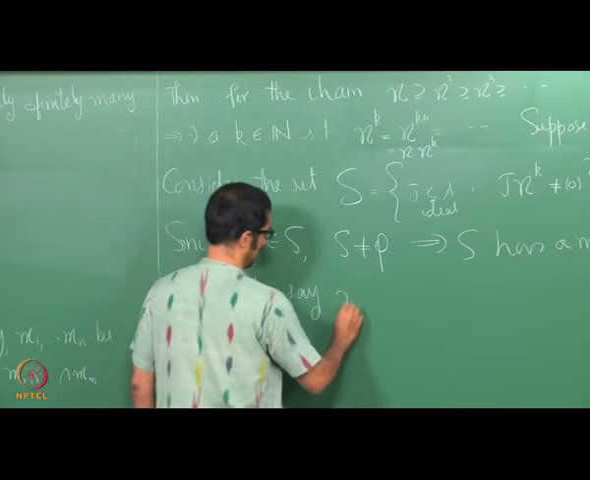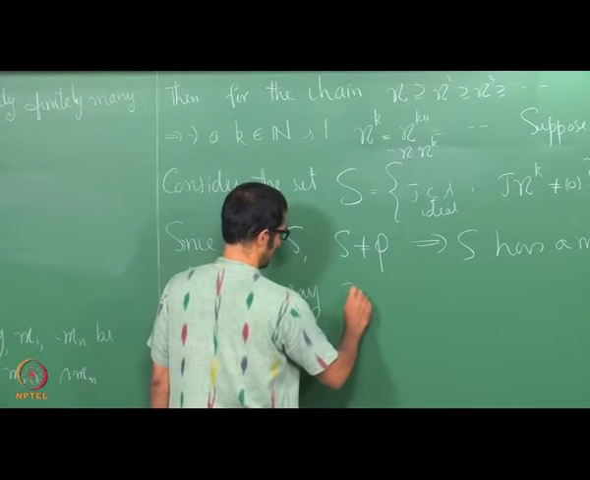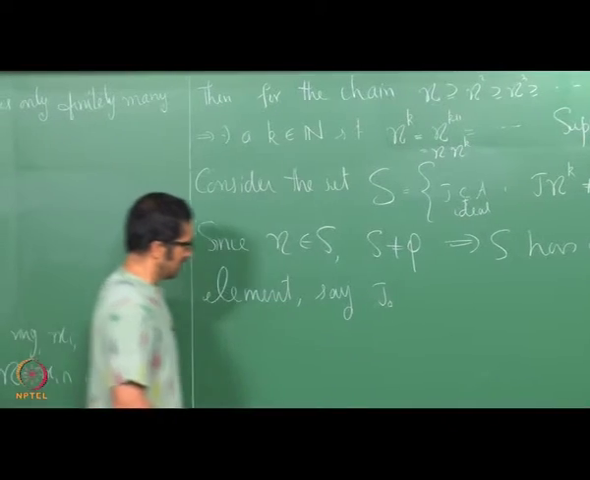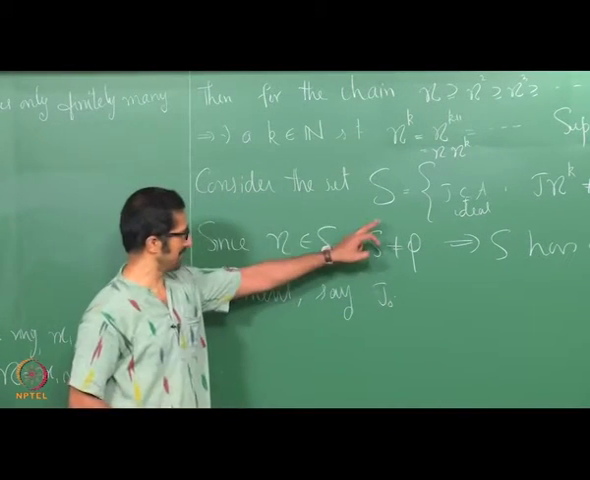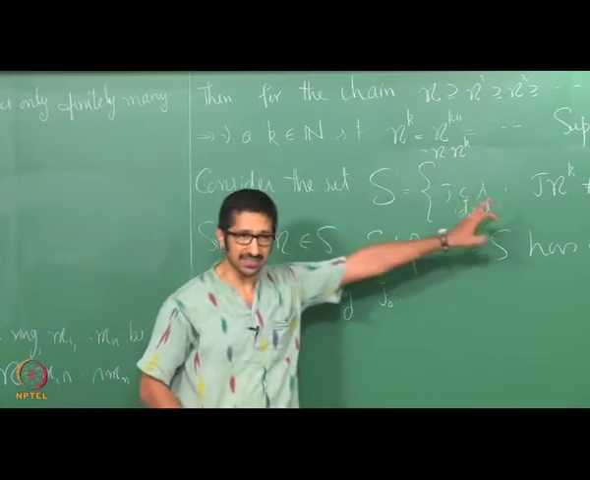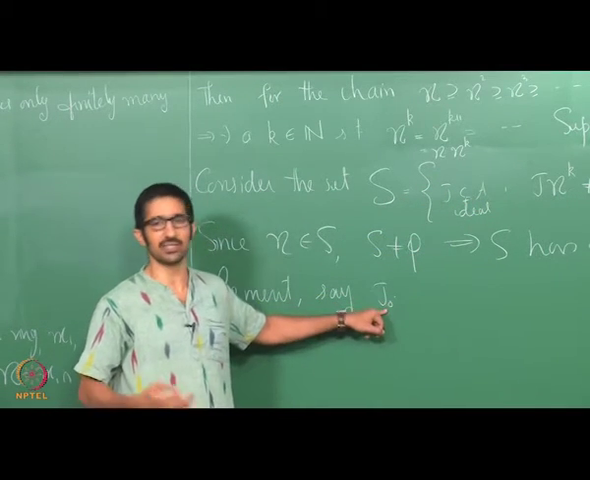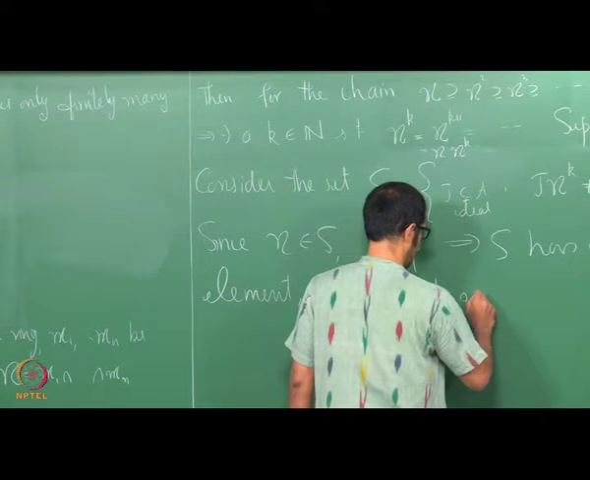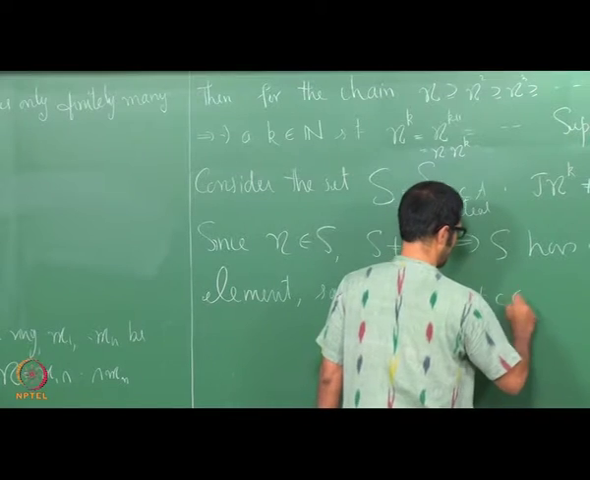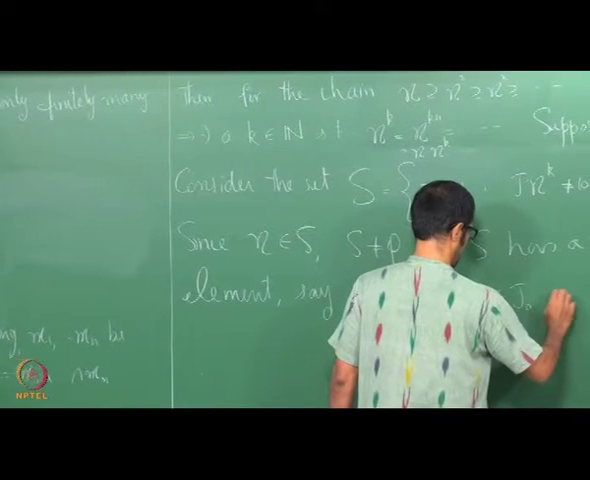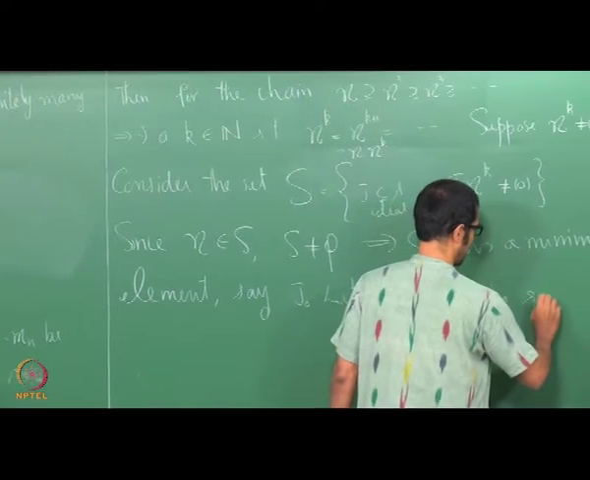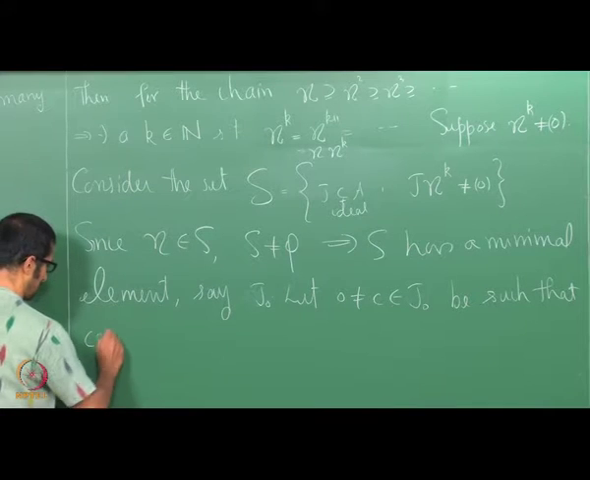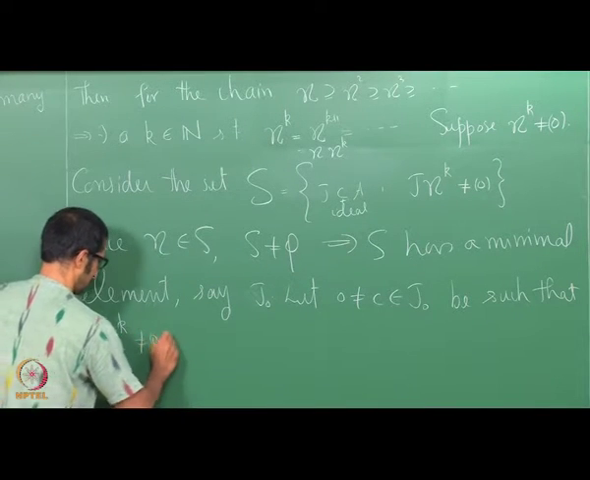Say, call that j naught. Okay. So, j naught is a minimal element such that j naught n power k is non-zero, therefore, there exists at least some non-zero element in j naught. So, let 0 not equal to some c in j naught be such that c n power k is non-zero.